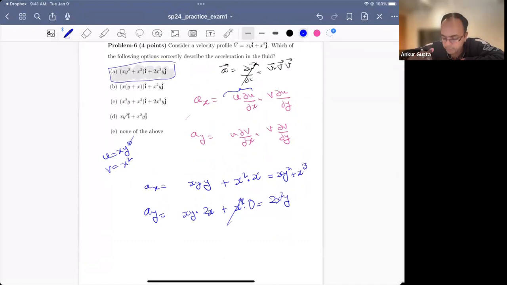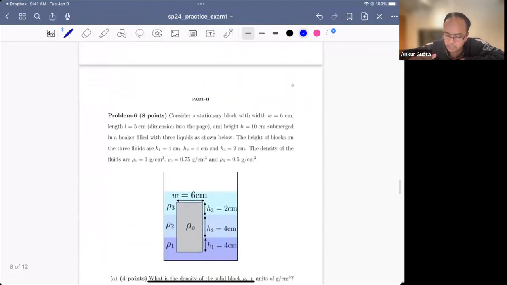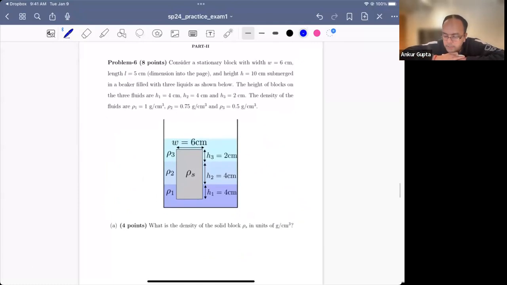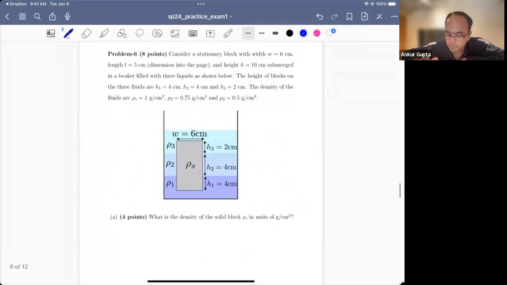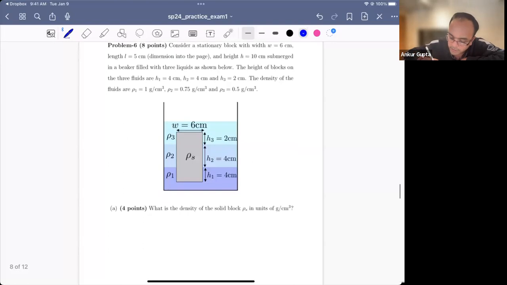All right, let's keep going further. Now we are considering a stationary block with length 6 centimeters, width 5 centimeters, and total height 10 centimeters, submerged in a beaker filled with three liquids shown below. The heights H1, H2, and H3 are given. The densities rho 1, rho 2, rho 3 are given. What is the density of the solid block rho s in units of gram per centimeter cubed? Well, this is a relatively simple formula. I don't think this should be too complicated.